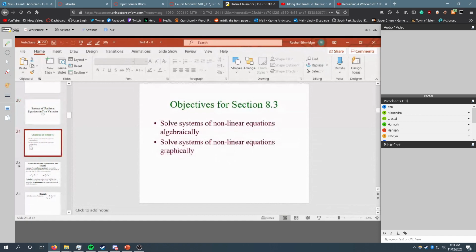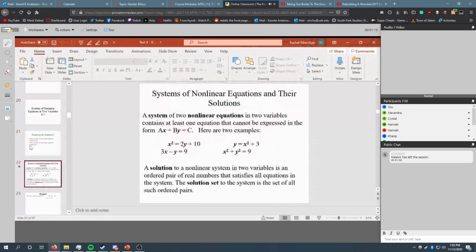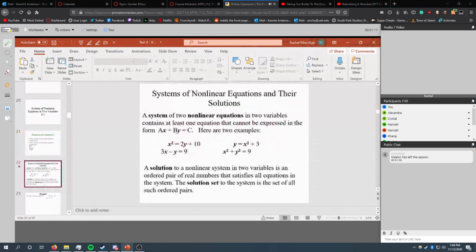So we're going to solve algebraically using either substitution or elimination or a combination. And then we're going to look at solving them graphically. So if we talk about systems of nonlinear equations, then what we're going to be talking about here is equations that are circles or parabolas or something like that. So two examples here.